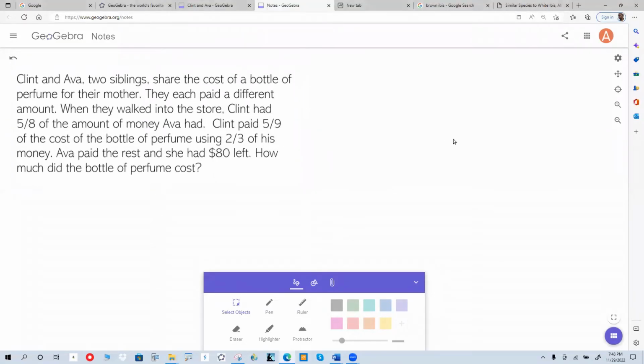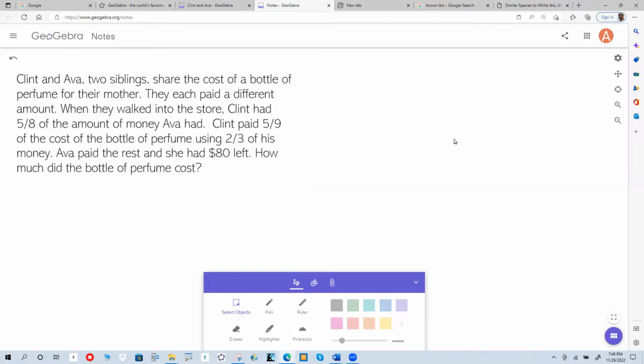Clint and Ava, two siblings, share the cost of a bottle of perfume for their mother. They each paid a different amount. When they walked into the store, Clint had 5/8 of the amount of money Ava had. Clint paid 5/9 of the cost of the bottle of perfume using 2/3 of his money. Ava paid the rest, and she had $80 left. How much did the bottle of perfume cost?